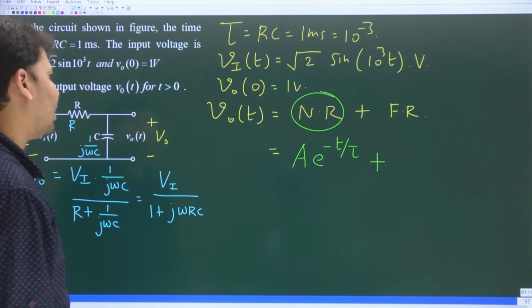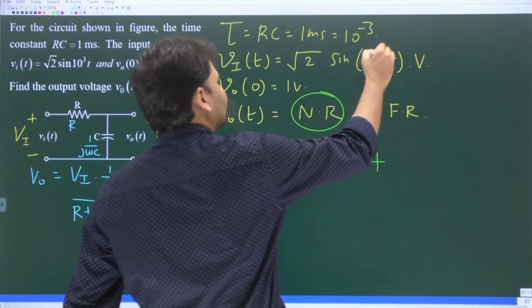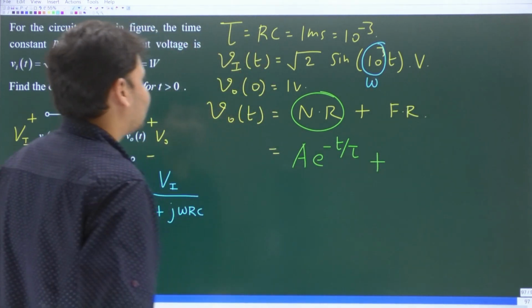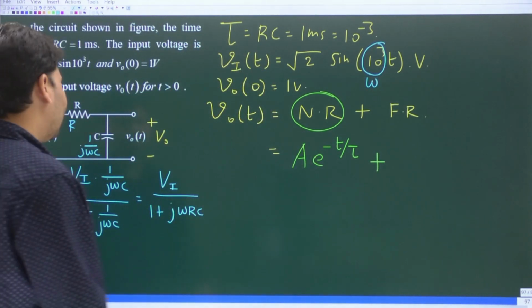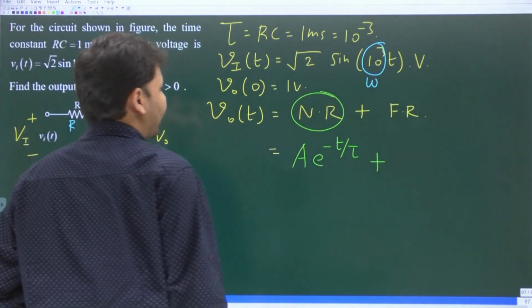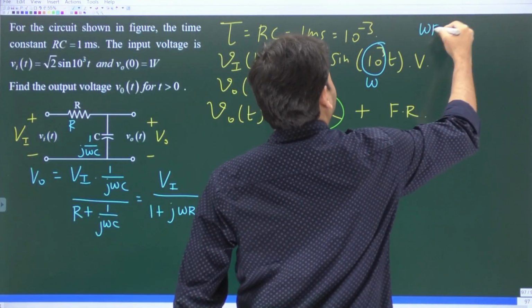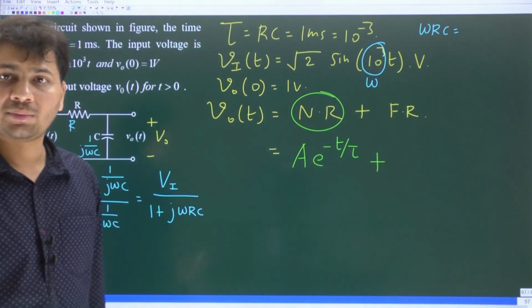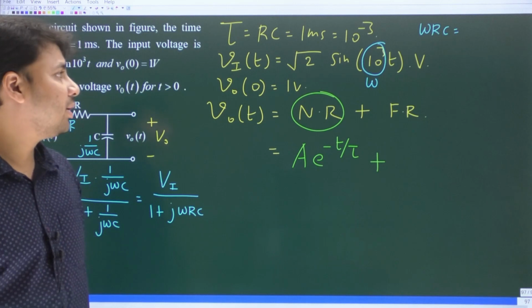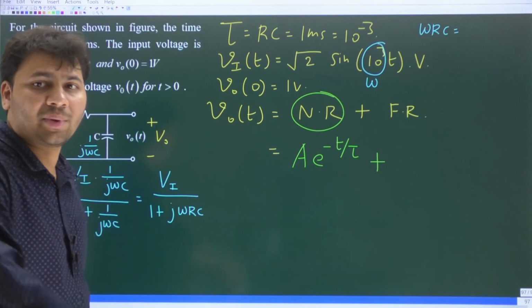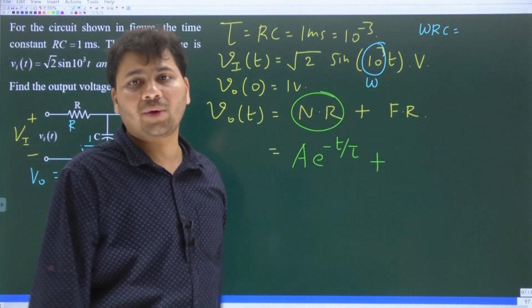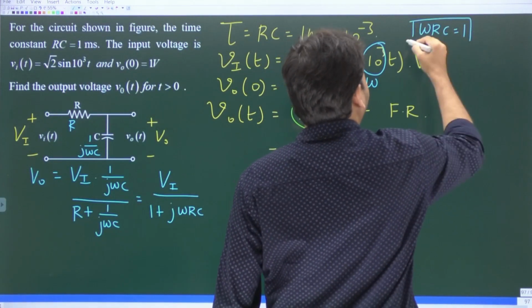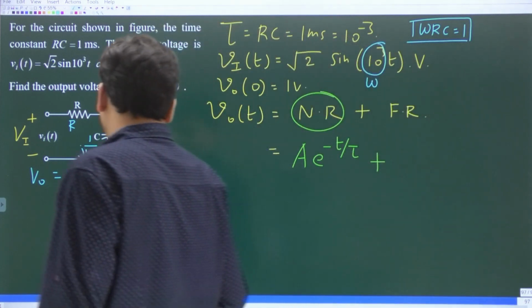What is the frequency of operation? By the way, this 10 power 3, is it not omega? Yes. So omega is 10 power 3. What is RC? It is the time constant, which is 1 millisecond, that is 10 power minus 3. So what is omega RC? 10 power 3 into 10 power minus 3, is it not 1? So here, omega RC is 1.